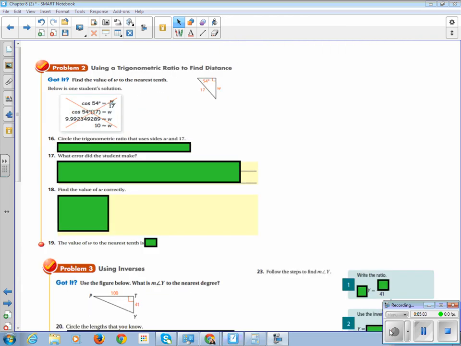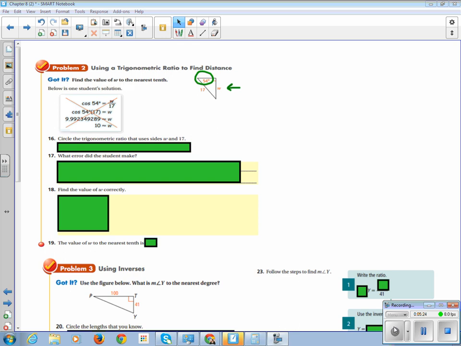Apply that knowledge. Find the value of W, that's right here, to the nearest tenth. We're going to use the value 54 degrees as our angle of focus. So we're focusing on 54.